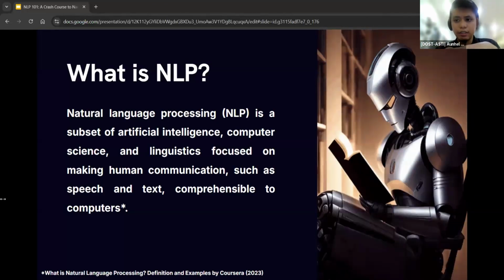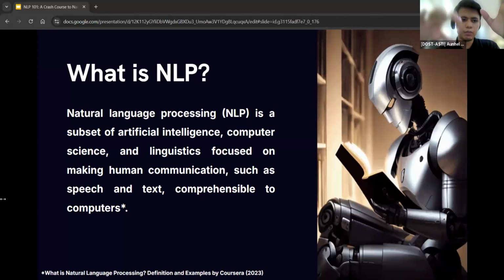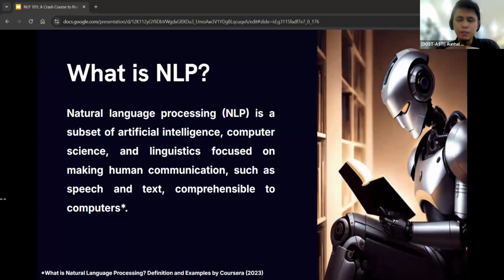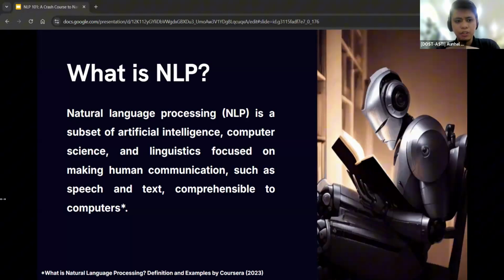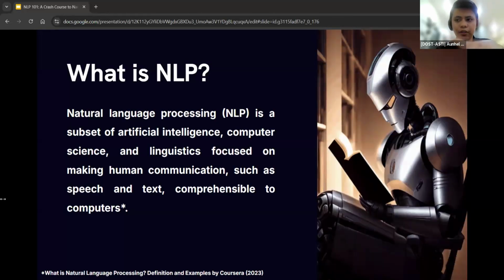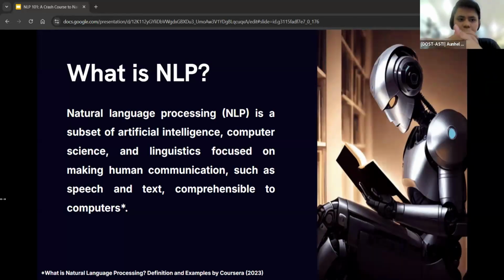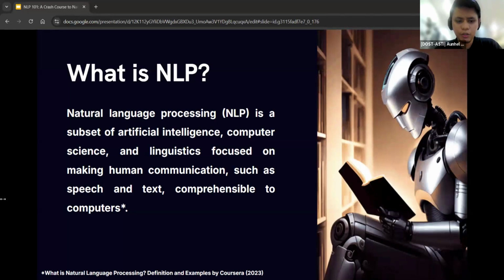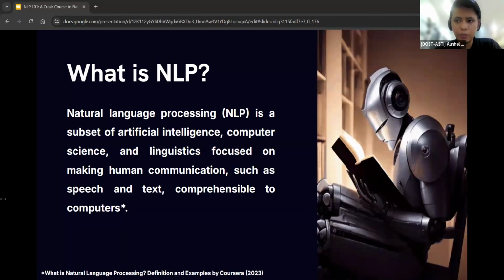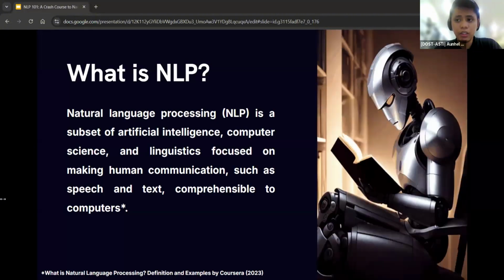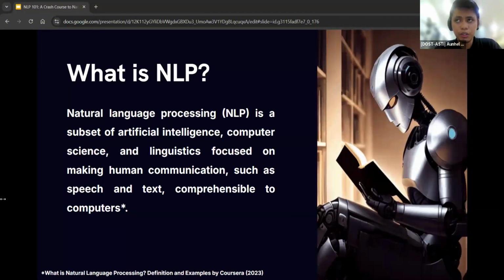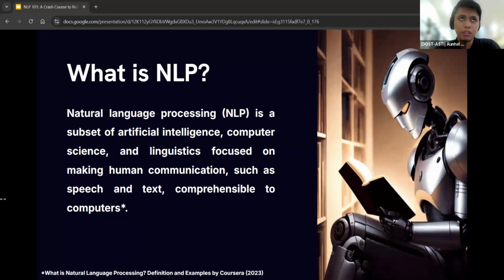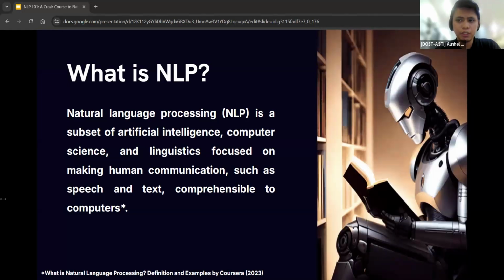Computer science and linguistics. So it's a subset of all three. Basically, an intersection of AI, computer science, and linguistics, which is focused on making communication such as speech and text. So take note of that. Speech and text. So basically language, comprehensible to computers. Just in case, I wanted to highlight that inherently computers cannot actually understand our spoken and written languages. So what NLP does is it's a field of AI that bridges that gap.